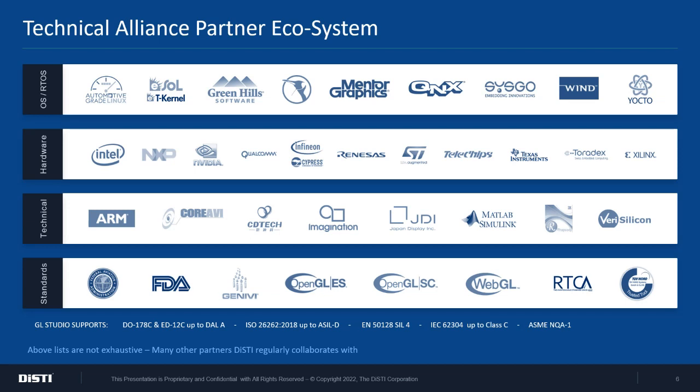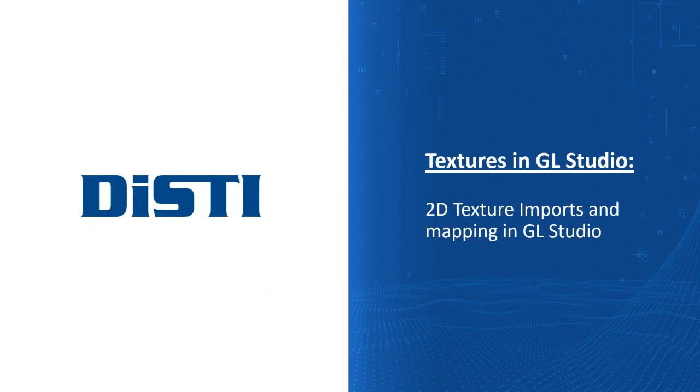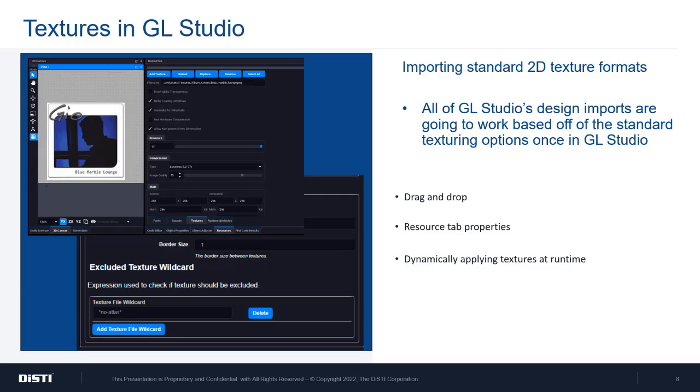Now we're going to get into the actual topic at hand, which is importers with GL Studio. As I mentioned before, the first thing that I wanted to cover is the base texture system in GL Studio. We're going to cover just importing some basic 2D, PNG, JPEG, your standard texture objects, and what that looks like once it's been imported into GL Studio. All of the imports that we're going to cover today are going to eventually bring those textures into GL Studio using this system.